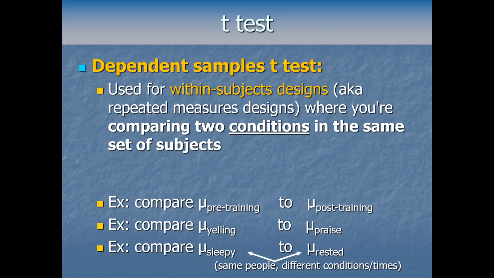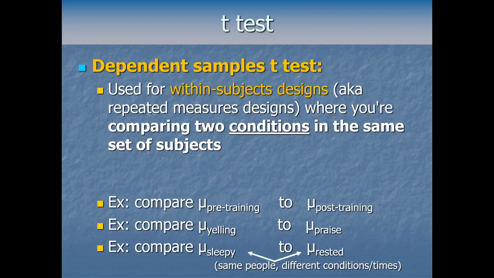And likewise, maybe you have a yelling condition and a praise condition in some experiment you're doing, but rather than randomly assigning people to only one of those conditions, you're going to have all your participants do both conditions. That way you can see for each person how much their score differed in the yelling condition to their own score in the praise condition. You find each person's difference score, we could say, their difference between their yelling score and their praise score.